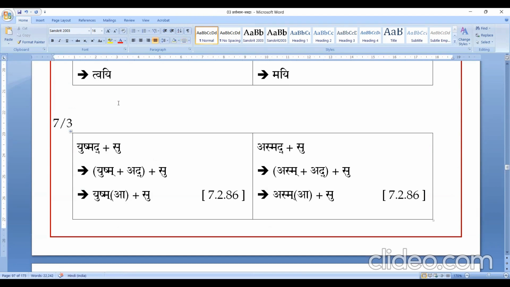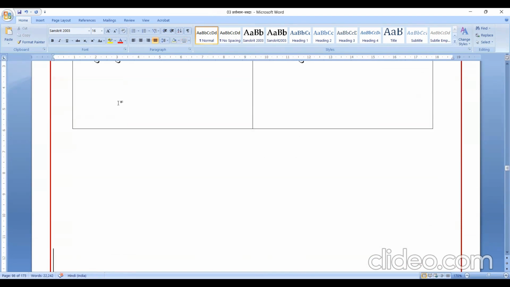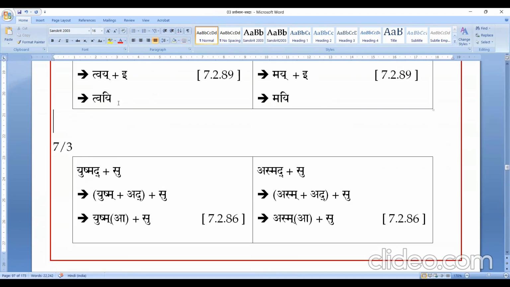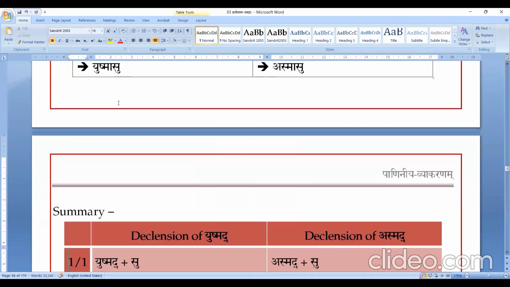Understand? Is it clear? Yushmasu, Asmasu. Yes, that's it. Therefore, with that it is over. Then the summary is that. The summary, the same thing I have written. You can see.